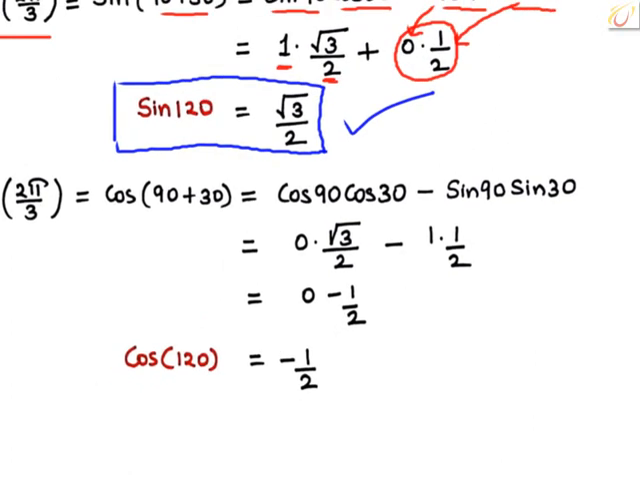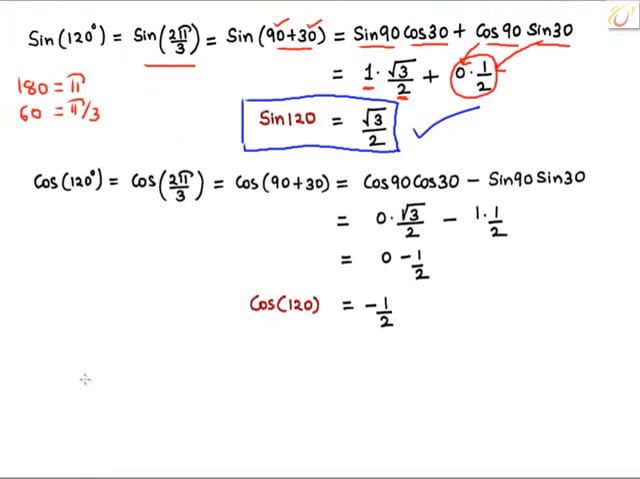Now let us look at, can we do a similar thing with cos 120? Obviously 120 can be written as 90 plus 30. What is the formula of cos A plus B? If you check out, the formula of cos A plus B is cos A multiplied by cos B minus sin A multiplied by sin B.